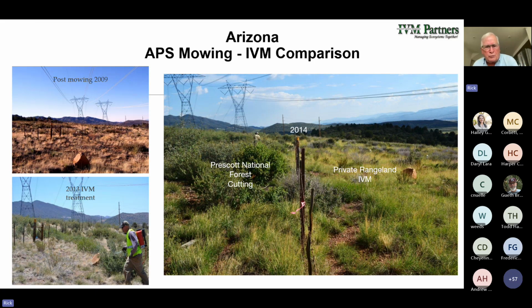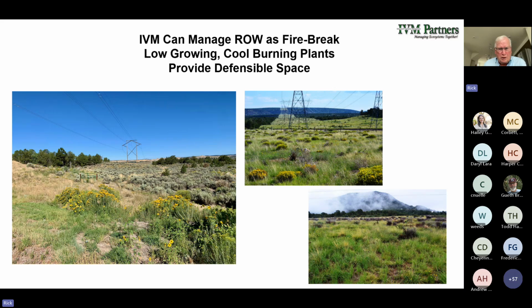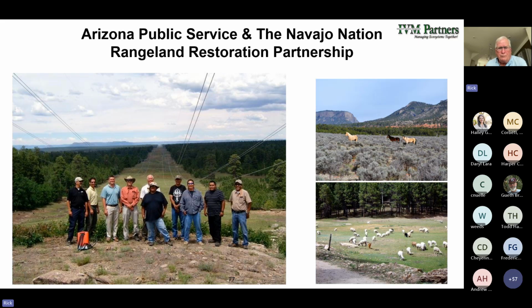So in Arizona, we work with Arizona Public Service, and they couldn't use herbicides back then in Prescott National Forest. So we used the forest as our control area and private rangeland as our treatment area. And we wanted to show them we can manage a right-of-way to low, cool-burning plants that provide a fire break and also provide access for the hotshot crews to be brought in to then backfire and stop one of these wildfires.